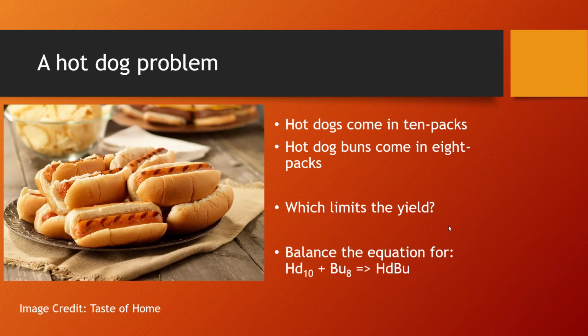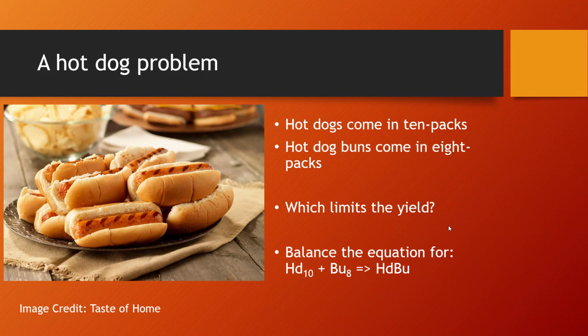Let's look at this in terms of hot dogs. So hot dogs come in 10 packs and the buns come in 8 packs. So if you buy one thing of hot dogs and one thing of buns, you're going to be able to make 8 hot dogs with 2 dogs left over. I guess maybe carb-free dogs or dogs on a stick or something like that. So the yield is limited by the number of buns.